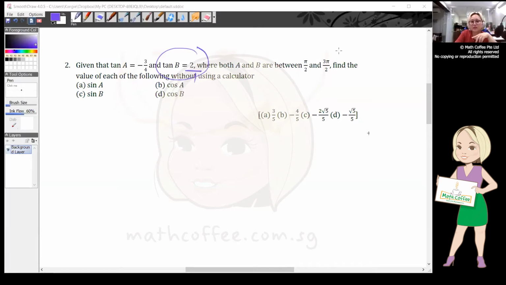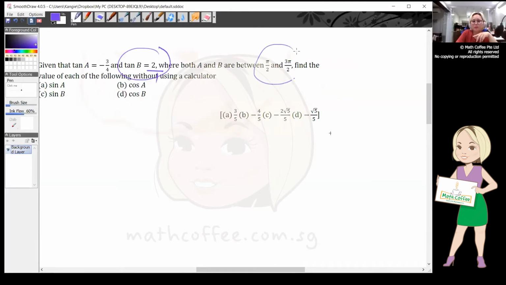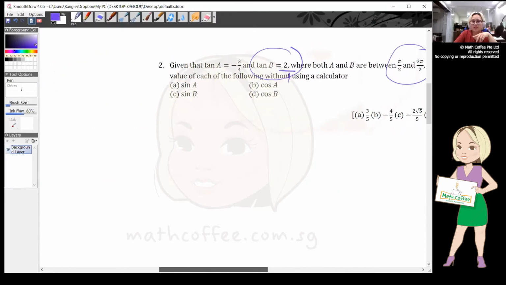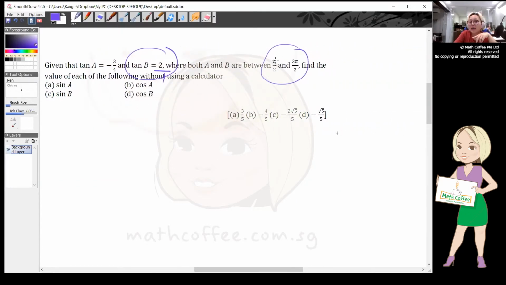The next thing is, do you see this pi over 2 over here? It's actually the same thing. You must understand that pi is referring to 180 degrees. So 180 divided by 2 is 90 degrees. 3 pi over 2 is 270 degrees.